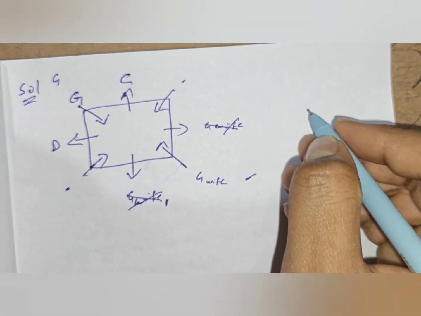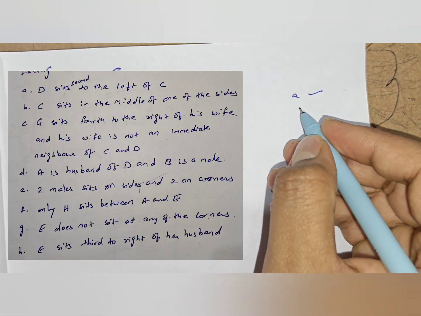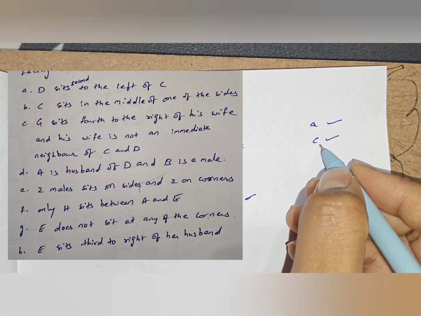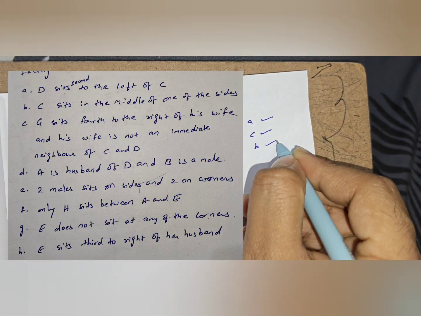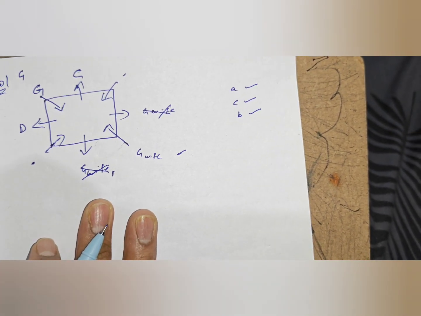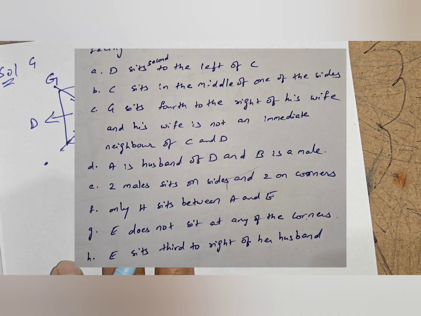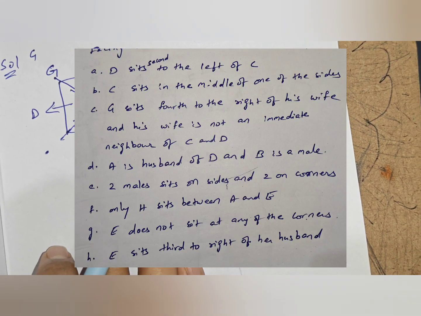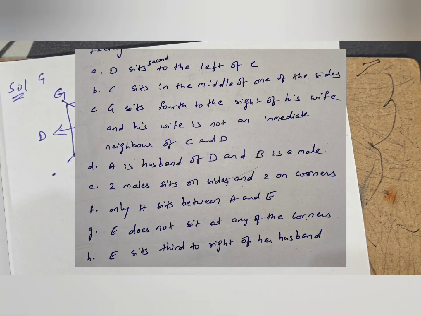Here how many conditions did we use? Condition A is satisfied. Condition C is satisfied and condition B is satisfied. Next, we go to the next condition. Condition D, A is husband of D and B is a male. We don't have any concrete thing here. Two males sit on the sides and two on the corners. Now also there is no concrete thing.